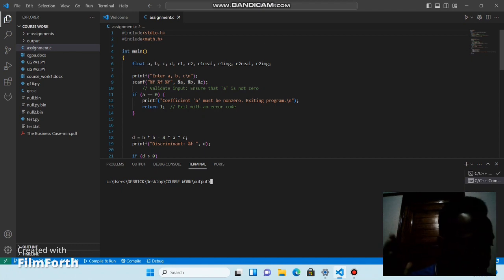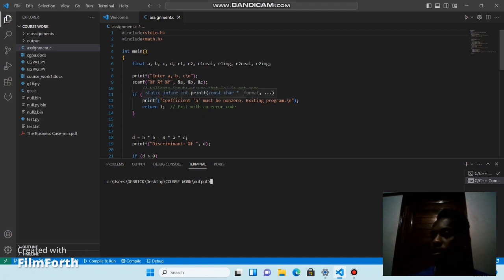The second condition was to validate the input to ensure that a is not 0. To do that we use the if control statement, and we shall say that if a is equal to 0, printf coefficient a must be non-zero, else it will return 1. That means it will raise an error. I hope you get me.